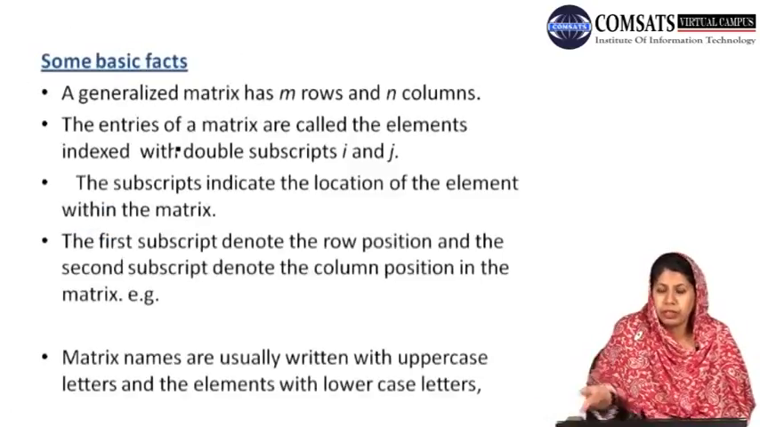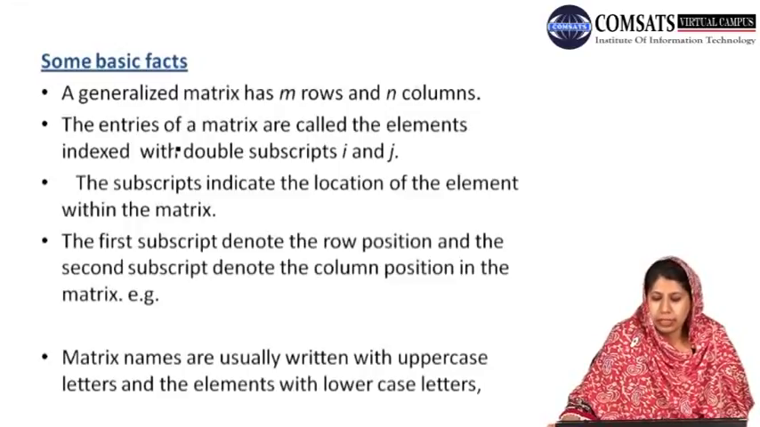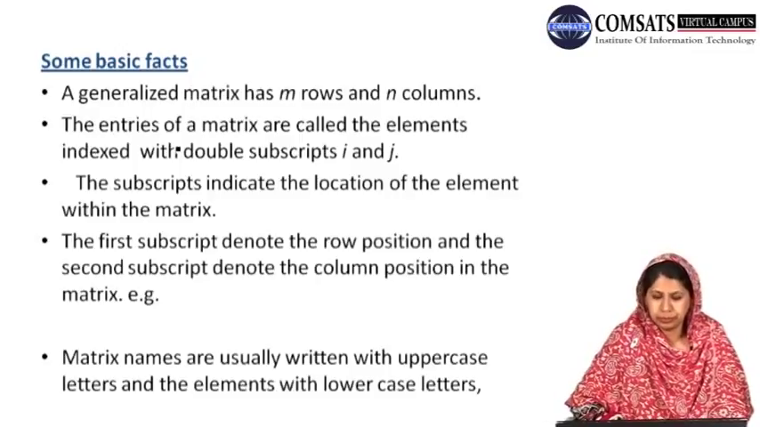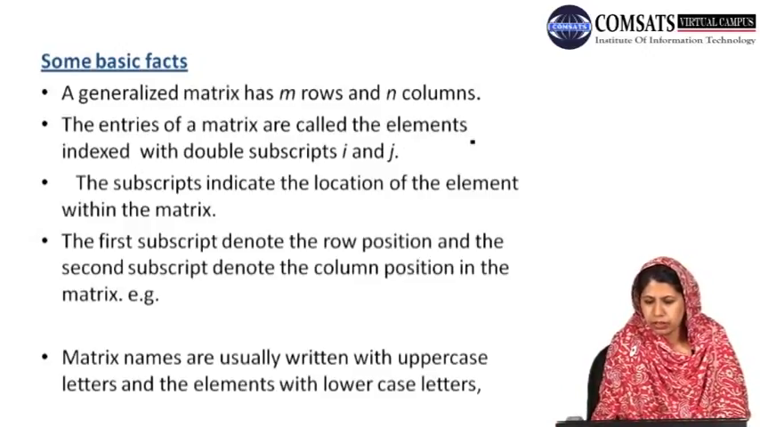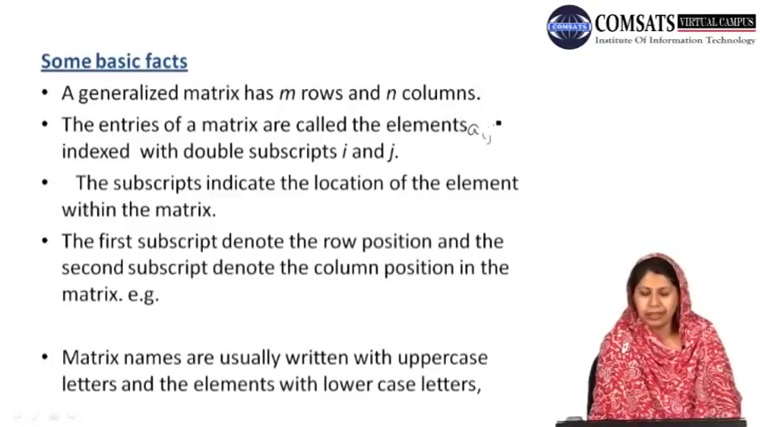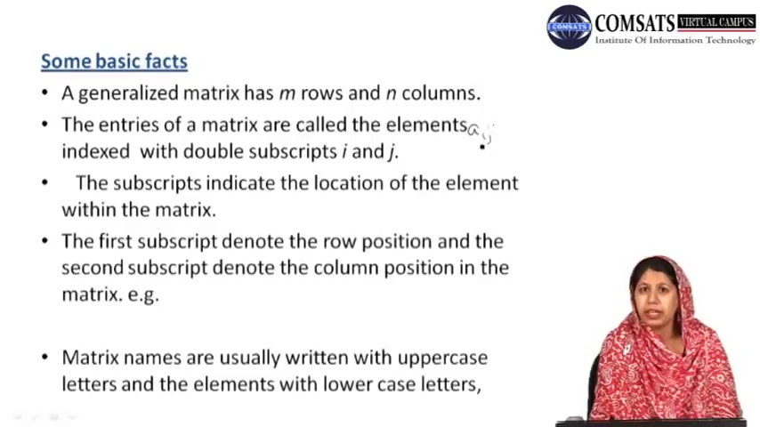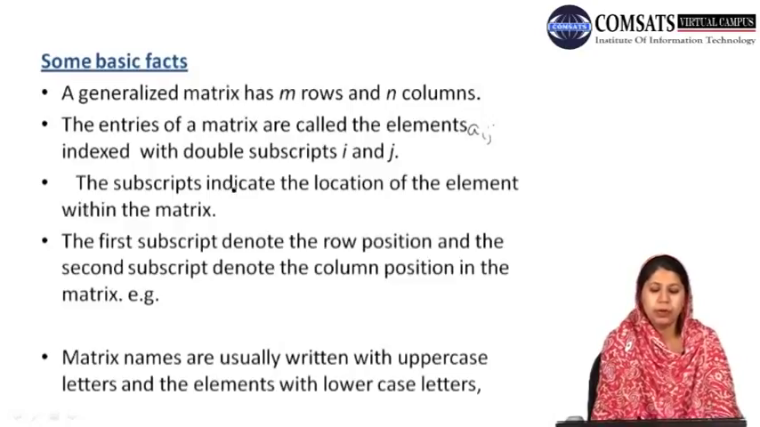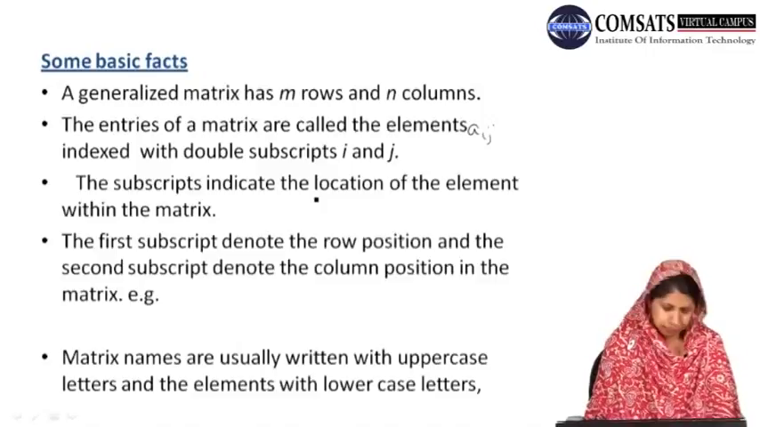Okay, what further information do we know about matrices? The entries of a matrix are called the elements Aij. Aij are nothing but the elements of the matrix indexed with double subscripts i and j. Now these subscripts have a particular meaning. What do these subscripts mean? They indicate the location of the element within the matrix.